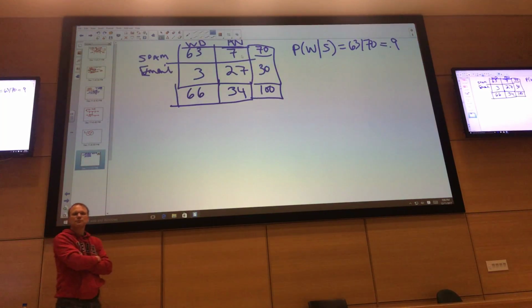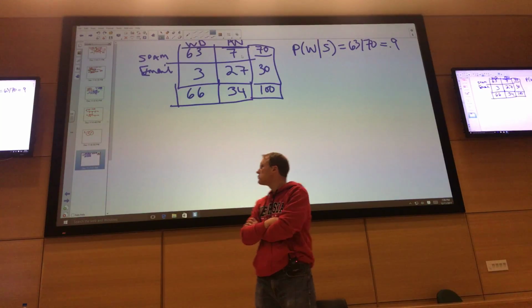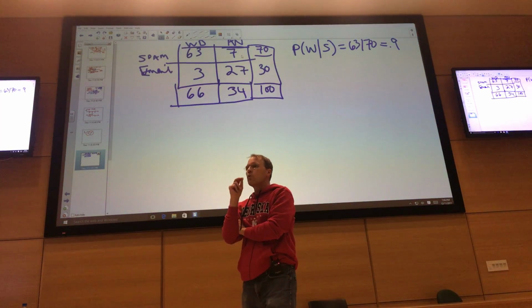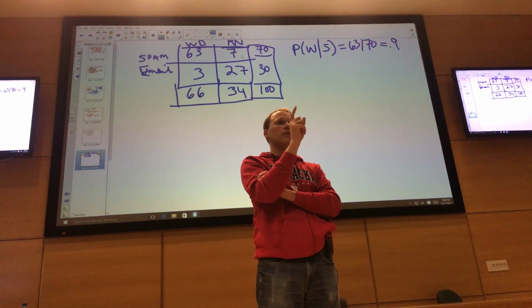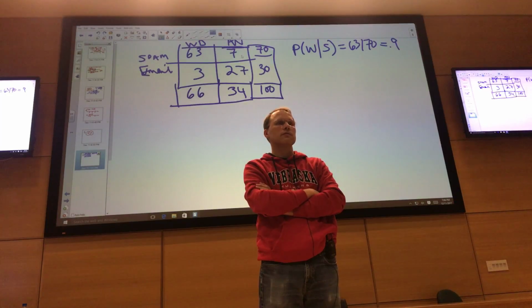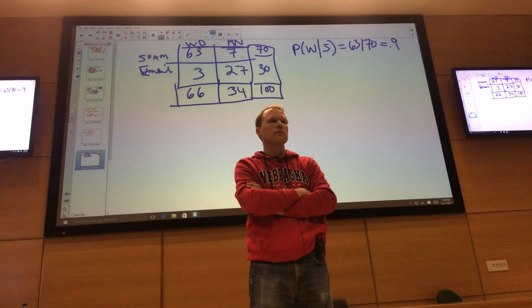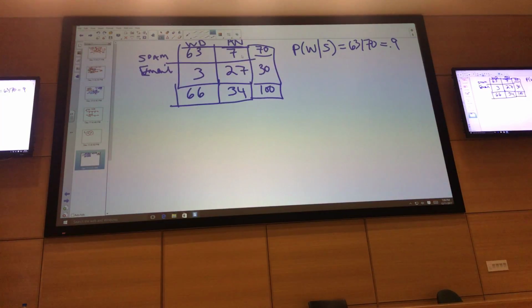No. So, this equation right here, you're saying given that we have spam, what's the probability it has wingdings, and it's 90%? Given that it's spam, that's right. Given that it's spam, the probability that it has wingdings is 90%. So, if you were to write P of S given W, that's what we're trying to solve for, and that would be 63 over 66. That's right. We're trying to solve this question.